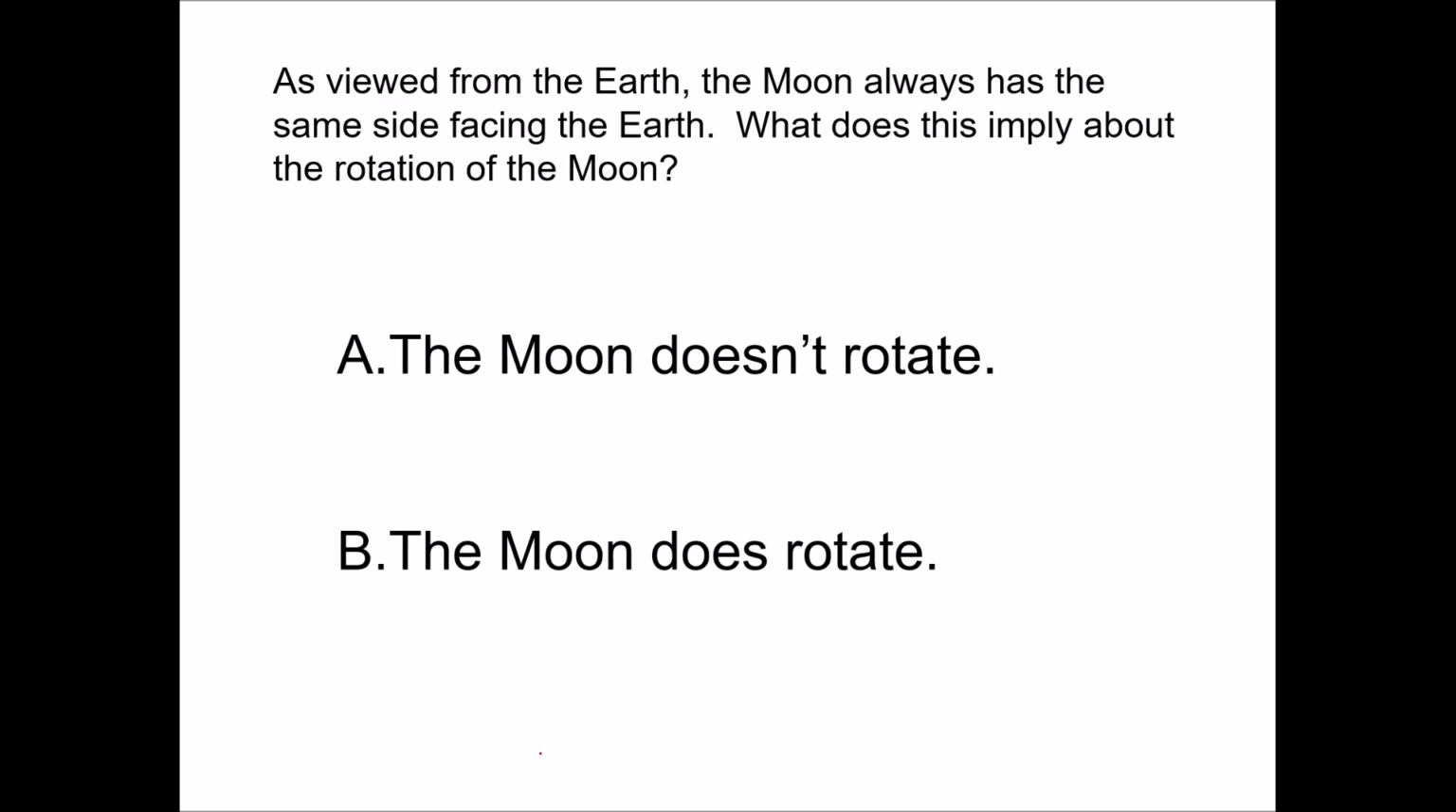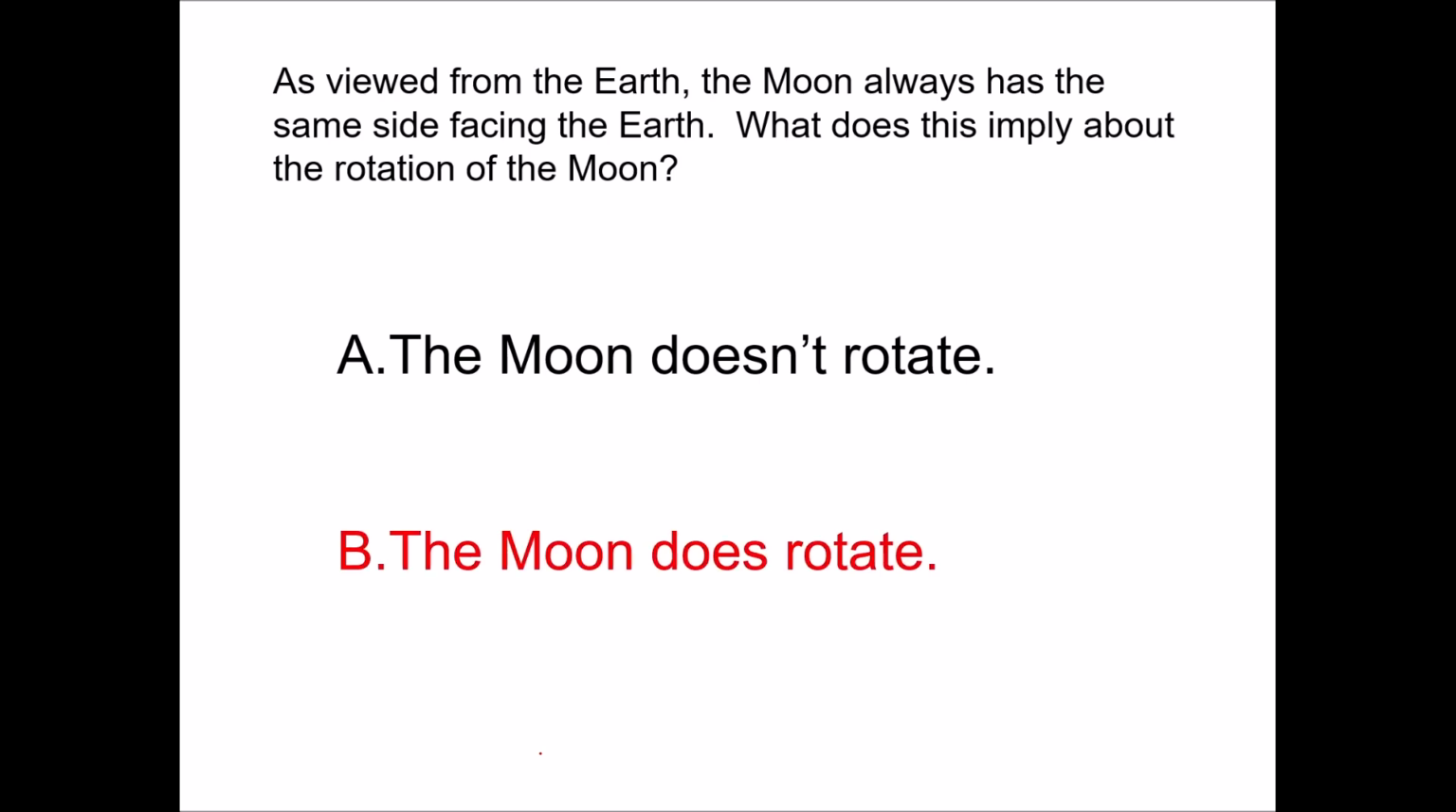Now, question for you here. As viewed from the Earth, the moon always has the same side facing the Earth. What does this imply about the rotation of the moon? All throughout humanity, the moon has always looked the same. The same features appear no matter what. And that says something about the moon's rotation. So what do you think that is?